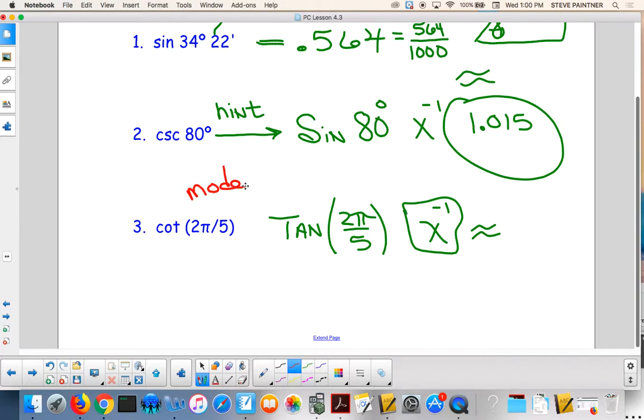Okay, I wrote you a note. Somebody in period 4 said, are you going to give us hints when you want me to go from one to the other? There's no hints. You're supposed to look at this and say, that's radians. Why is it radians? No degree sign. If there's no degree sign, it's radians.